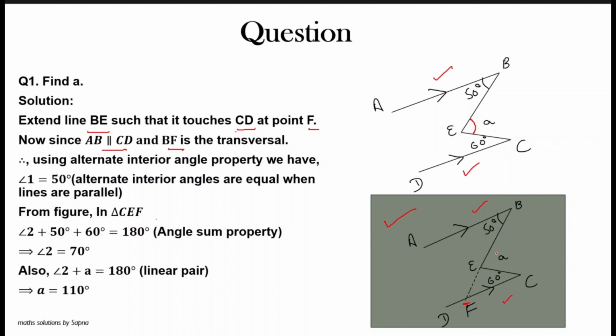So clearly, using the alternate interior angle property, what we have now is angle 1 equals 50 degrees. Where is angle 1? I'm assuming this angle to be angle 1. Now this angle 1 would be equal to 50 degrees. Reason: AB was parallel to CD, and this BF is the transversal. So obviously this 50 degrees and angle 1 are alternate interior angles and hence they are equal, right?